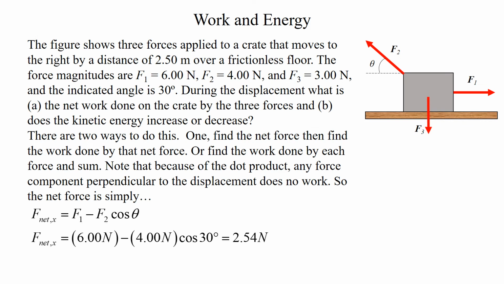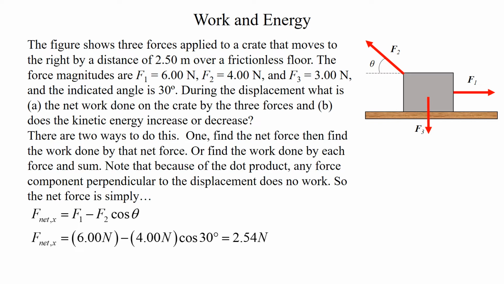All right, so remember, when we're finding the net work, we can either find the work done by each force and sum those together, or we can find the net force and then find the work done by the net force. Well, in this case, we're given that the crate is only moving horizontally. So we know the vertical forces don't do any work. So let's just find the net force in the horizontal direction.